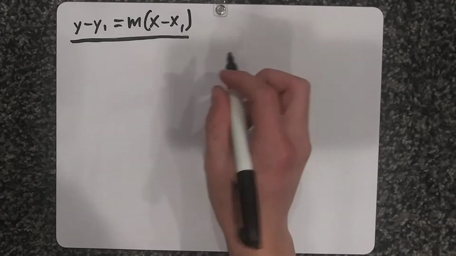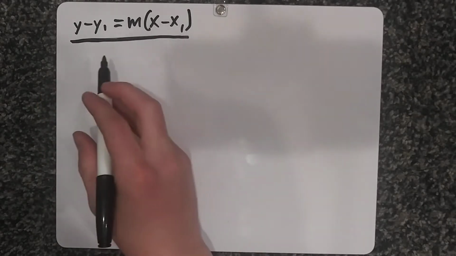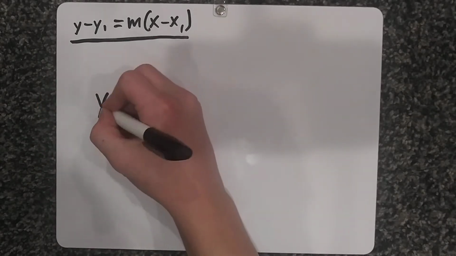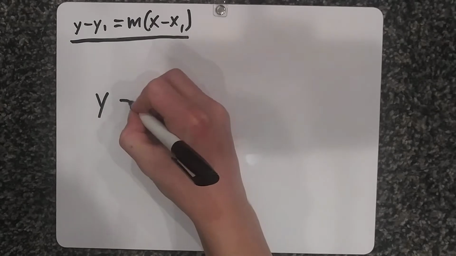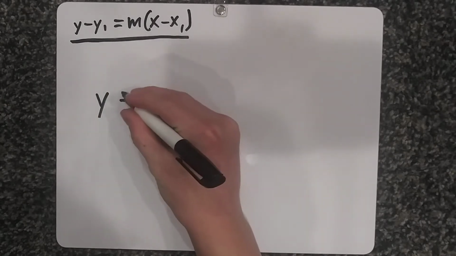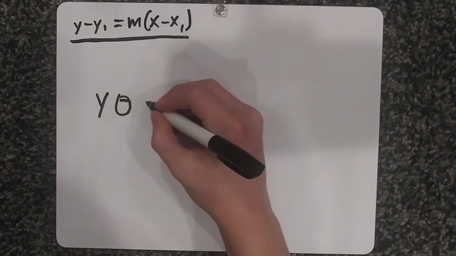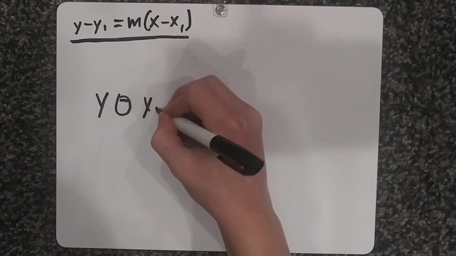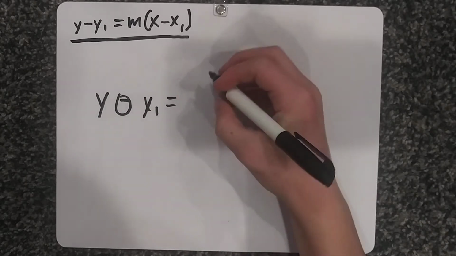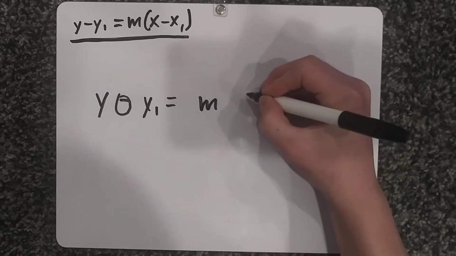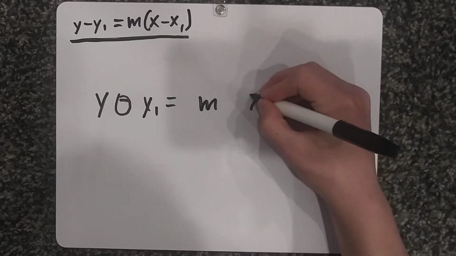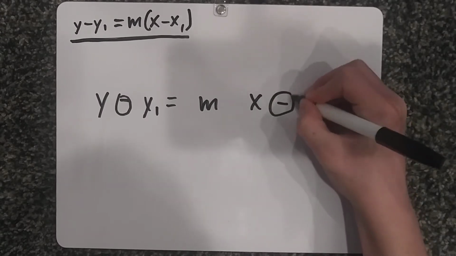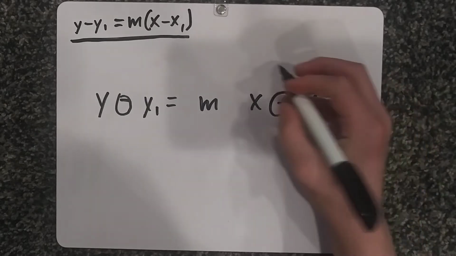So first of all, I'm going to identify all of these things. So we have a y. We gotta remember the minus because that's very important. This minus right here is very important. Then we have a y1, I'll tell you what that is in a minute. We have an m. We have an x. Again, there's another important minus, x1.